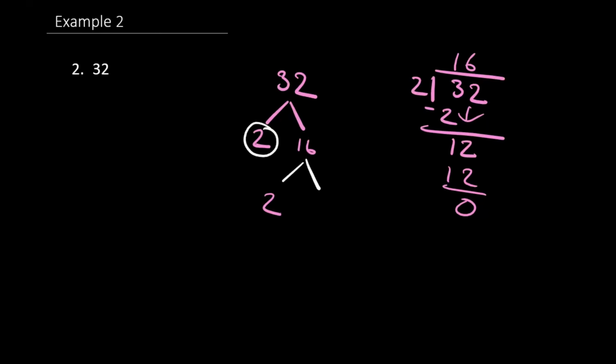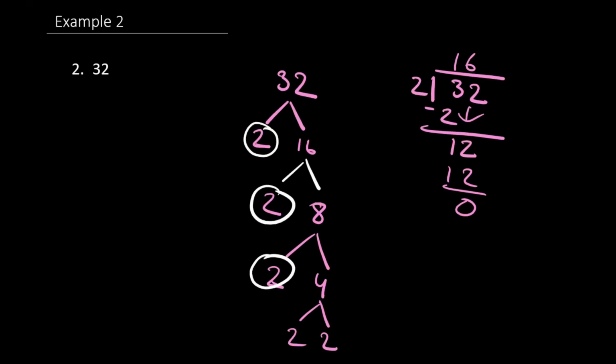2 times 8 is 16. So let's just write that. Now 2 is a prime number, so let's circle that. Now we're going to break down 8. So 2 times 4 is 8. And then 2 is a prime number. And then 4 is 2 times 2. And then we can't break it down anymore because all of these 2s are prime numbers.